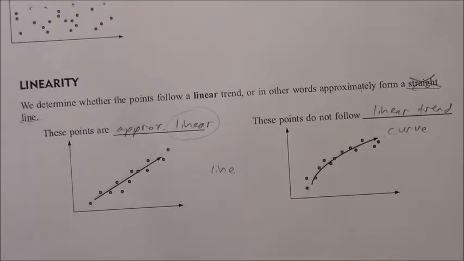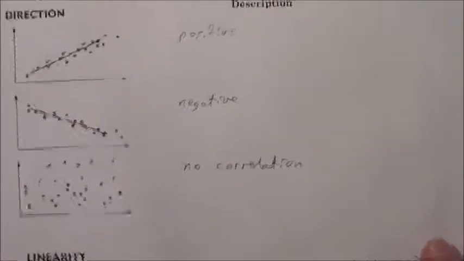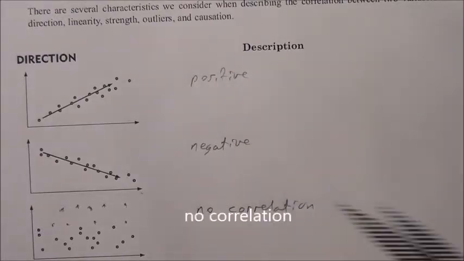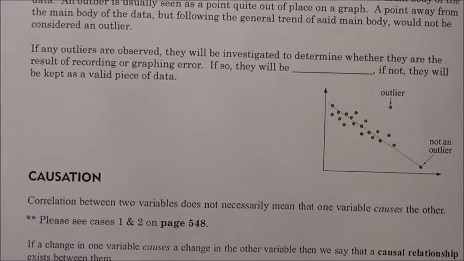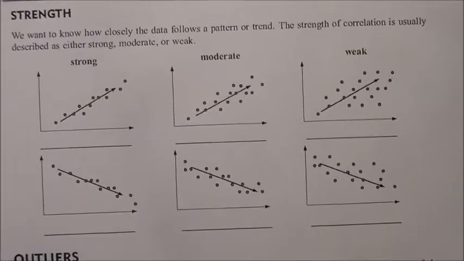Okay, so now let's move along to strength. So we've looked at the direction, positive, negative, and no correlation, and then there's of course different strengths too. So when we look here, we see that we've got different strengths.